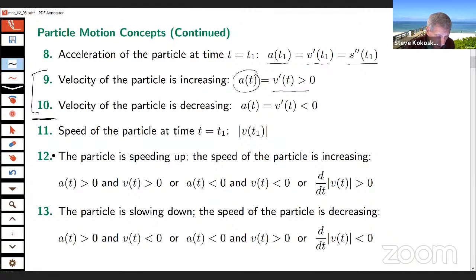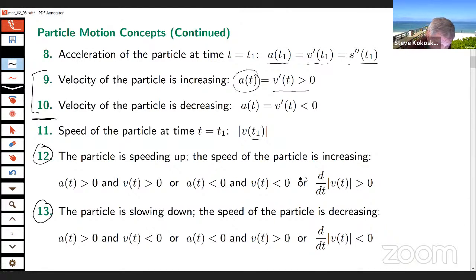It's just a number. It's the absolute value of the velocity evaluated at a specific time. And so 12 and 13 are some very common questions that we see on the exam, questions involving the speed of a particle. So when is the particle speeding up? Well, the speed of the particle is increasing when the acceleration and the velocity have the same sign.